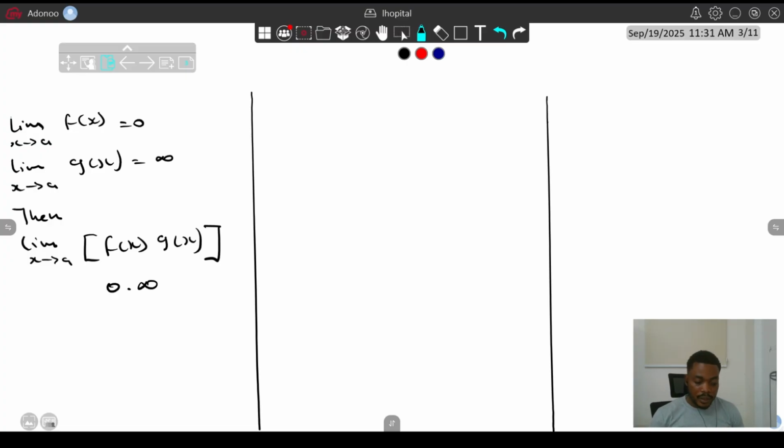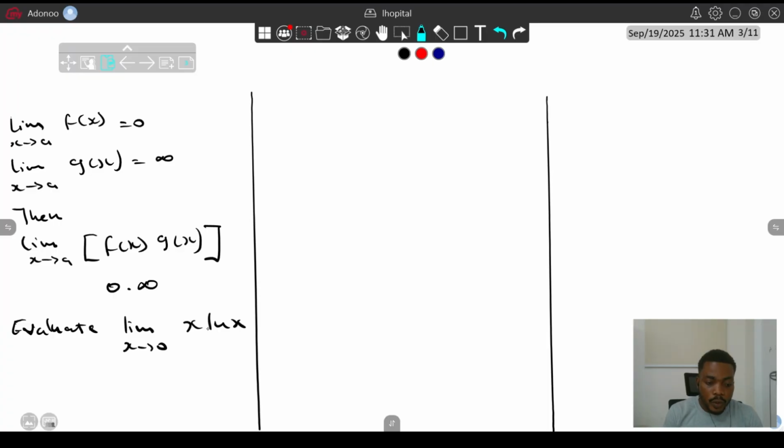When this happens, we will have to rewrite our limit functions so that it will resemble the indeterminate forms 0 over 0 and infinity over infinity. Let's look at one example and you will understand clearly. So say you have to evaluate the limit as x approaches 0 of x ln x, right?